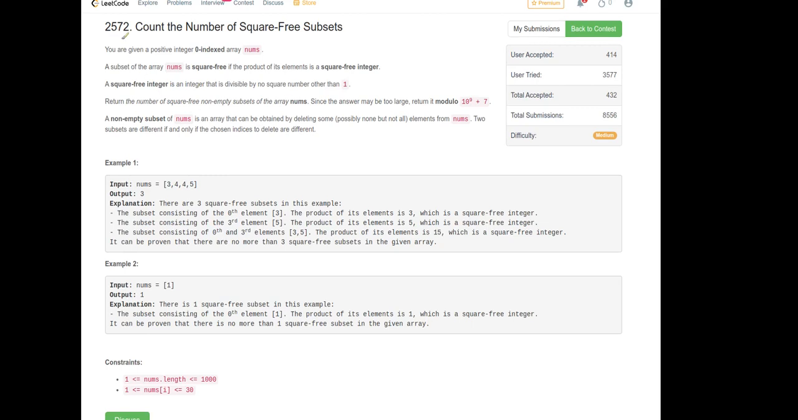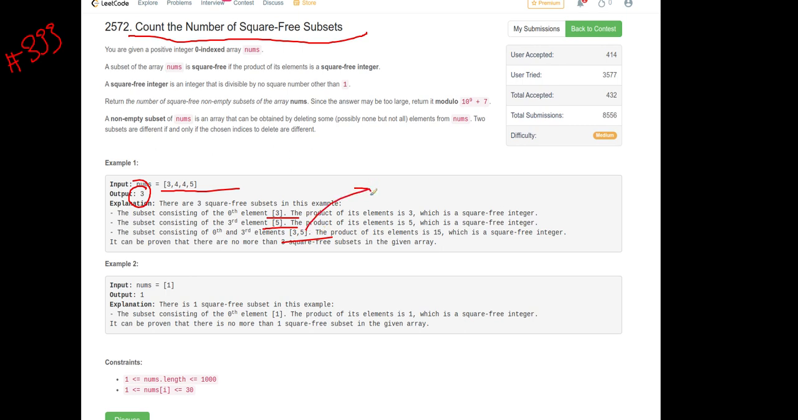Hi, this is Leetcode question count the number of square free subsets, and this is the third question of weekly contest 333. So in this example, we have three square free subsets. The first one is 3, the second one is 5, third one is 3 and 5.